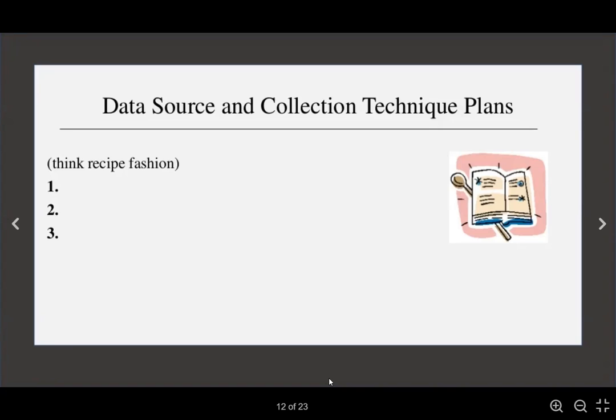After you've got them engaged, will you send them a consent form? Will you send them a link to your survey? Will you schedule a qualitative interview? Just outline that process in a very step-by-step way so that it's easy to follow.